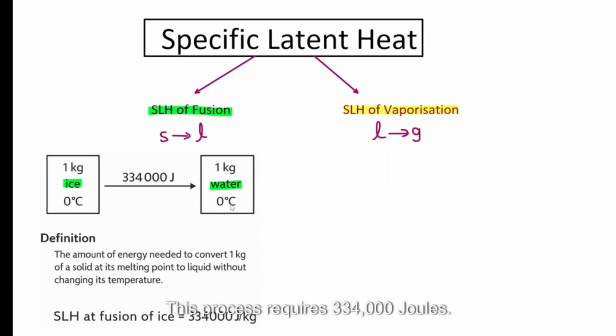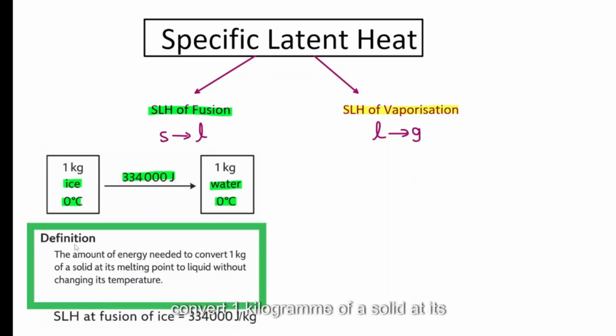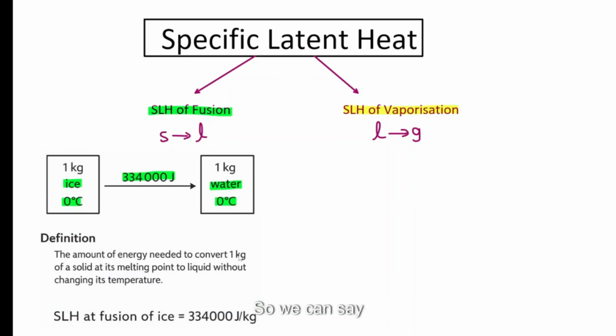This process requires 334,000 joules. So the definition of specific latent heat of fusion is the amount of energy needed to convert 1 kilogram of a solid at its melting point to liquid without changing its temperature. So we can say the specific latent heat of fusion of ice is 334,000 joules per kilogram.